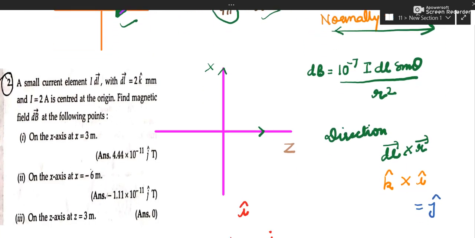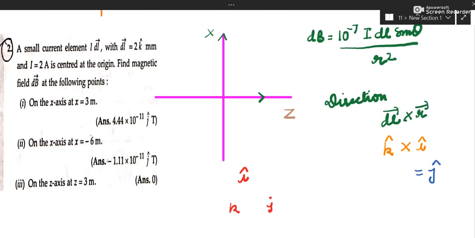So getting to next numerical. Here it is given length of the current element is 2 k and current is that. That means current is flowing along positive direction of z-axis. So this is my positive direction of z-axis. So this is current, right? We have to find out the magnetic field on x-axis. That means theta is 90 and distance is given. And length of the current element is this.